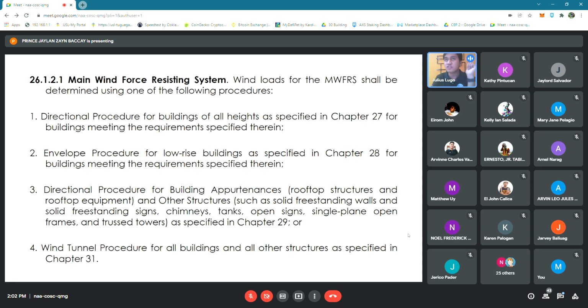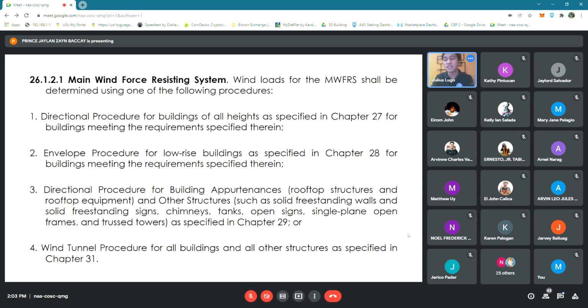Okay, so yung first procedure actually deals with high-rise buildings. The second one, low-rise. The third one is those located on the roof decks. Okay, iba ang analysis nun kasi it's not part of the MWFRS as a whole. Okay. And then other than that, if hindi naman pasok yung inyong structure doon sa tatlo, okay? We will be doing the wind tunnel procedure. Okay? So, next po tayo.